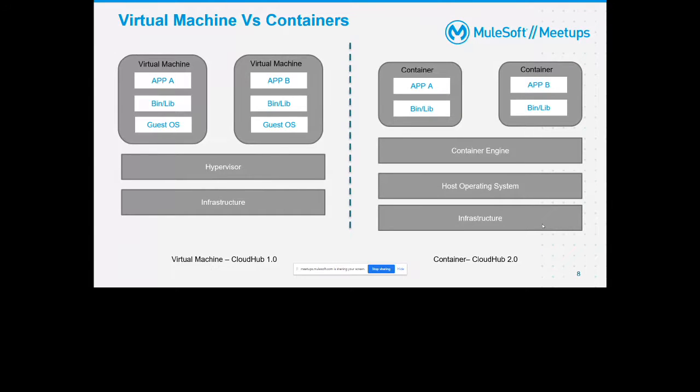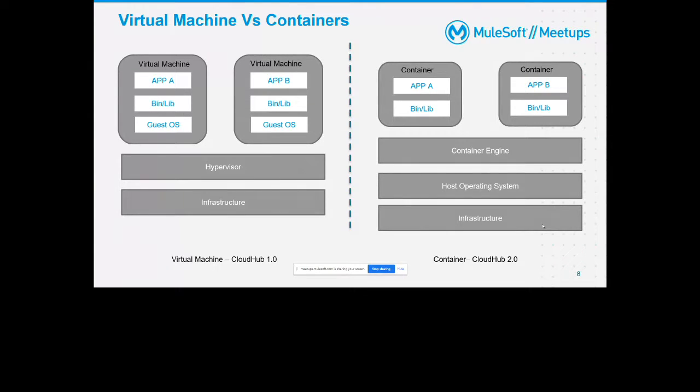Now, if we go to containers, containers are much more lightweight. On top of the infrastructure, we have the host operating system, and on top of that there is a container engine. When you use any Docker or container engine, you need to take the Docker for either your Linux operating system or Windows operating system, and then Docker will help you containerize your application and the binary libraries needed to run that application.